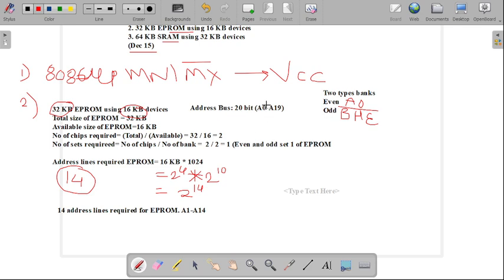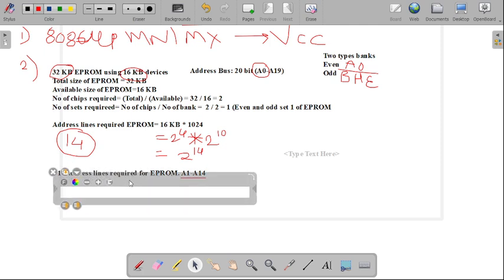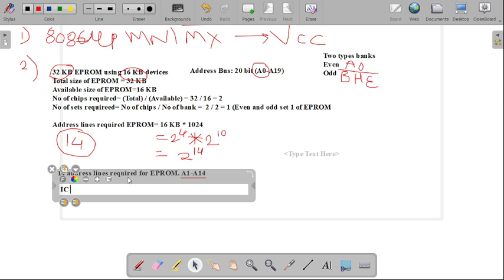So I have skipped this A0 signal, that is our address line, and I am starting here from A1 to A14. Now we have to calculate the IC number for our EPROM. So I am writing here the IC number for EPROM is equal to what is the available size of our EPROM, that is 16 KB.